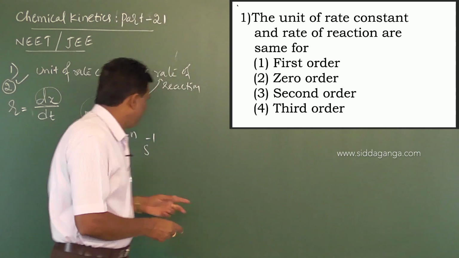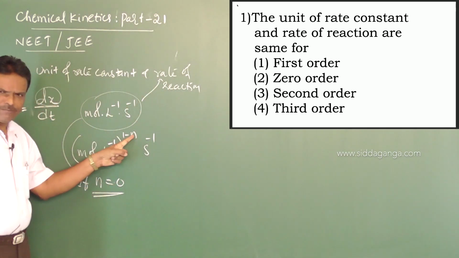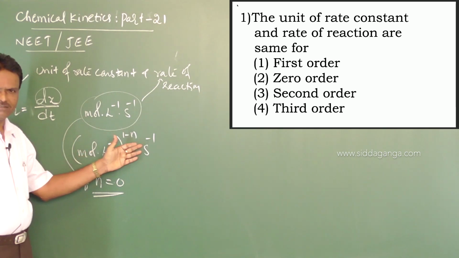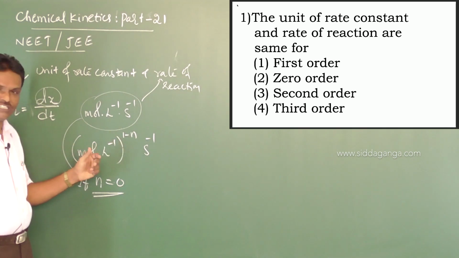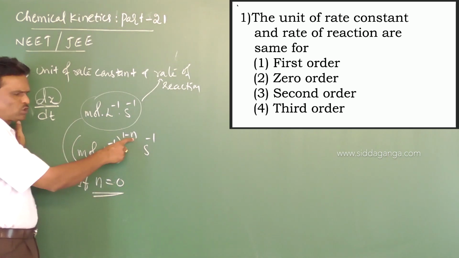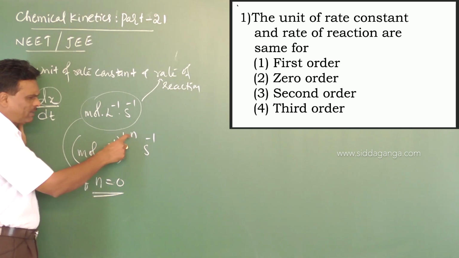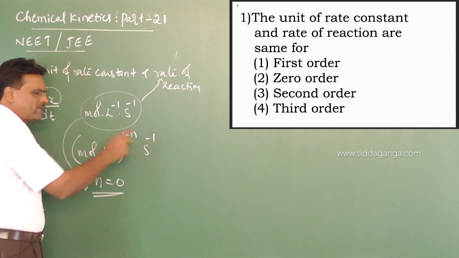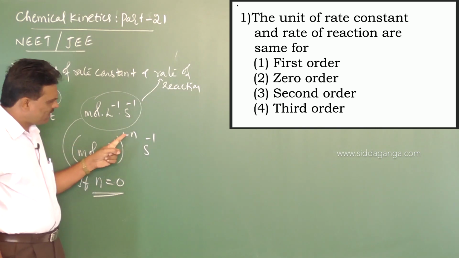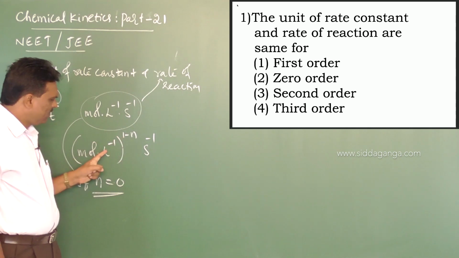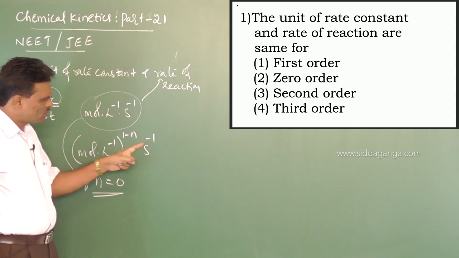But in case of first order, if n is 1, so 1 minus 1 is 0, so anything to the power 0 means 1 per second. Per second is the unit of rate constant in case of first order. In case of zero order, moles per liter per second. In case of second order, if n is 2, so 1 minus 2 means moles per liter to the power minus 1, means liter per mole per second. In third order reaction, n is 3, so 1 minus 3 means minus 2, liter to the power 2, mole to the power minus 2 per second.